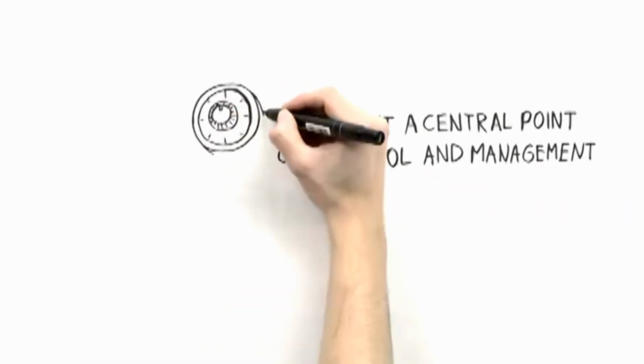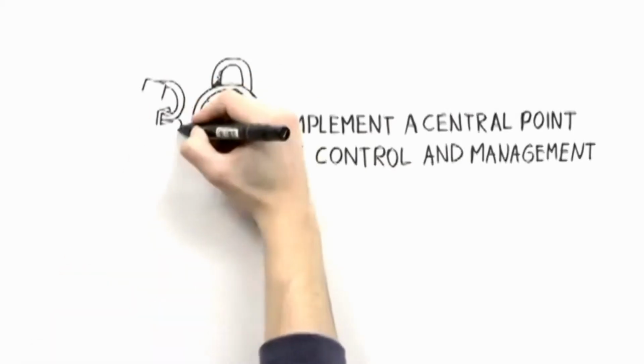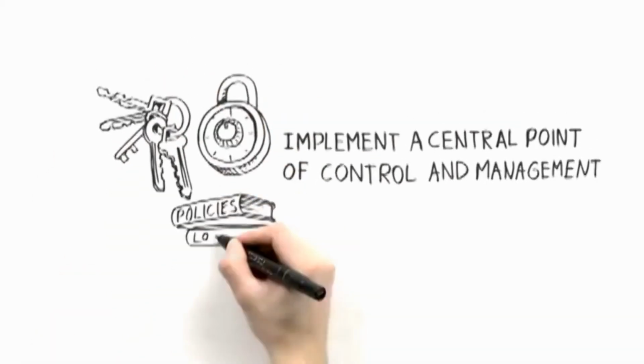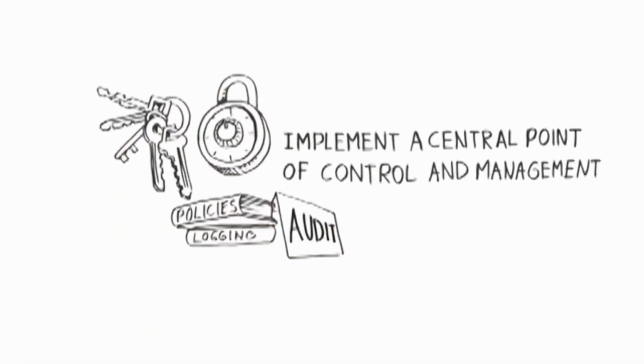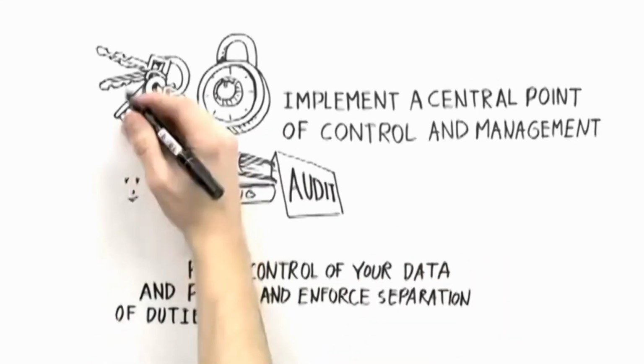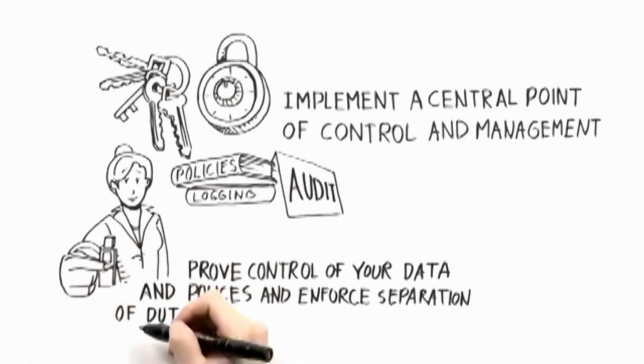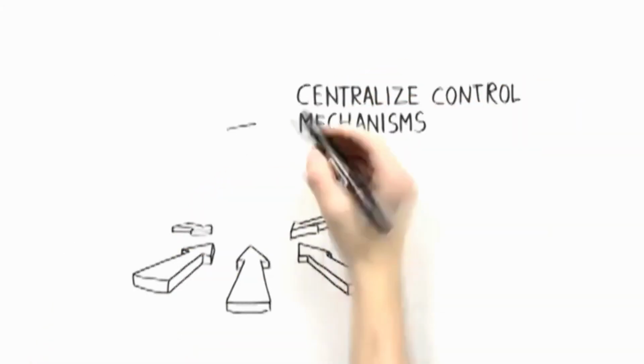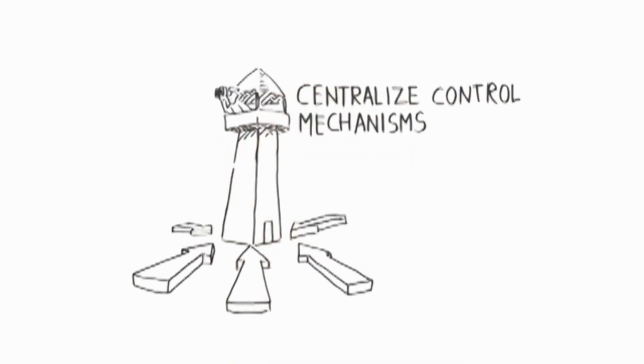Implement a central point of control and management. Ideally, this should cover encryption technologies, keys, policies, logging, and audits. Access controls are critical to the ability to prove control of your data and policies and enforce separation of duties. If you centralize control mechanisms, you can gain visibility into the enforcement of security and policy controls across the enterprise and across the data lifecycle.